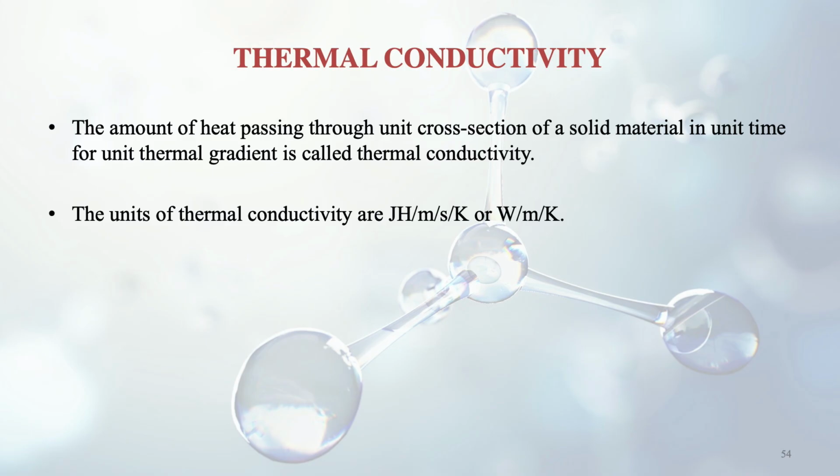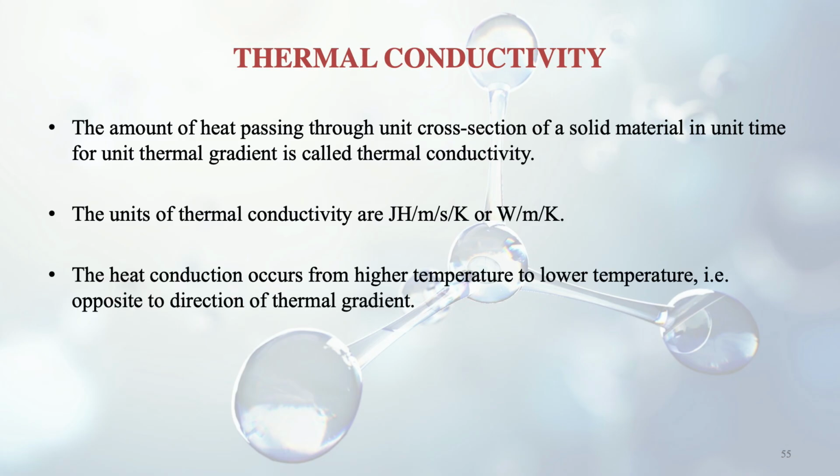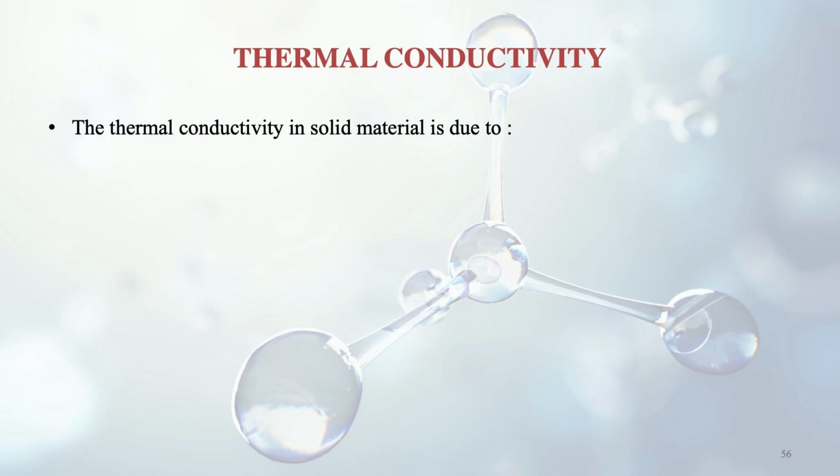So the SI unit of thermal conductivity is watt per meter per Kelvin, and other units are also there which are mentioned here, that is joule per hour per meter per second per Kelvin. Heat conduction occurs from higher temperature to lower temperature, that we know, that is opposite to the direction of the thermal gradient.